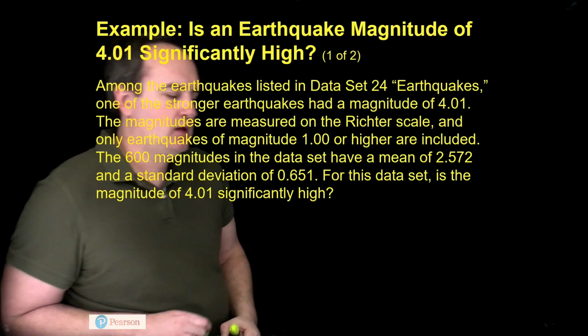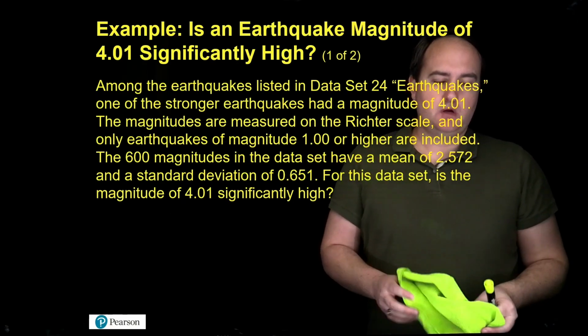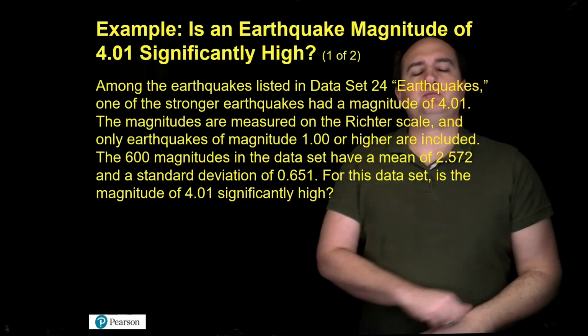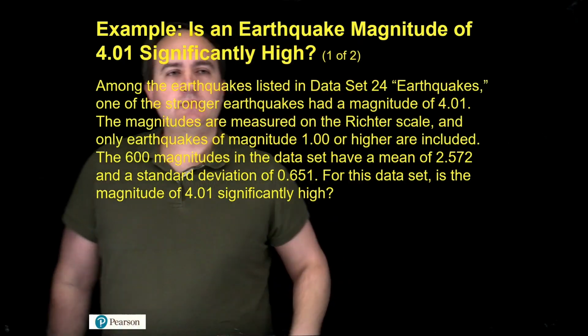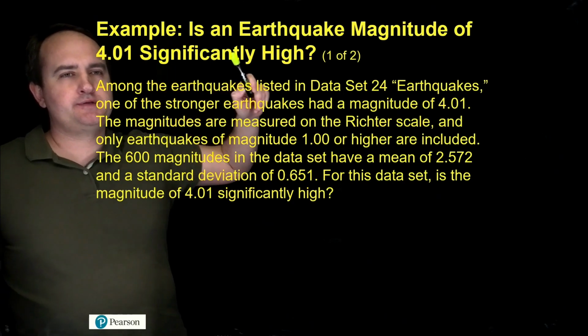Cool. So let's do another word problem just to make sure that we're solid on z-scores. Okay, example, is an earthquake magnitude of 4.01 significantly high?